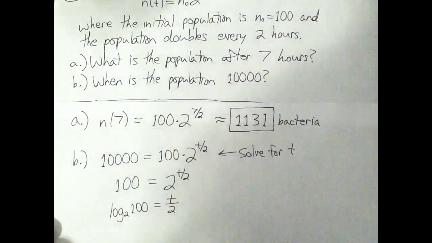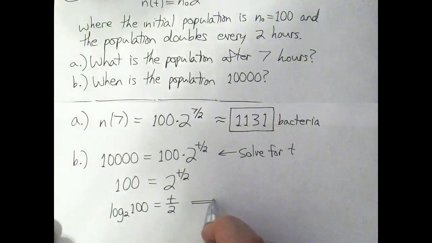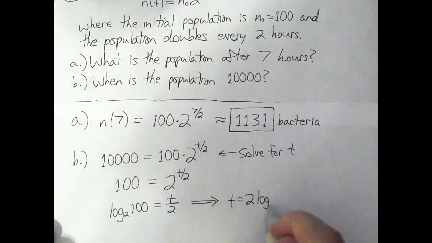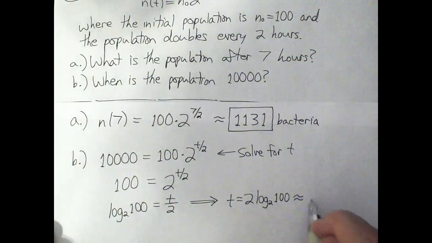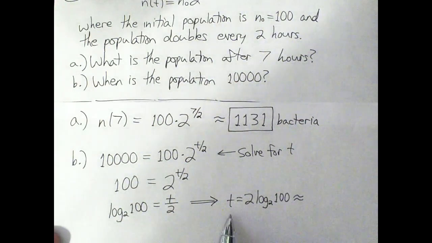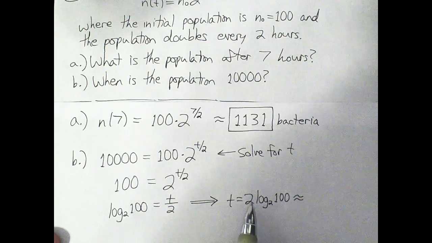Makes sense, right? We're trying to solve for t. We almost have it. T is 2 log base 2 of 100. And then because this was a real-life problem, I went ahead and found this with a calculator. If this was the type of problem where I wasn't allowed to use a calculator, I would just put a box around this and say we're done. The answer is 2 log base 2, 100.